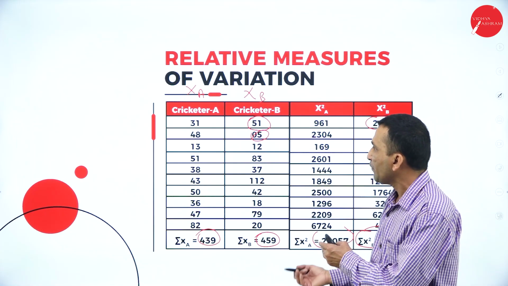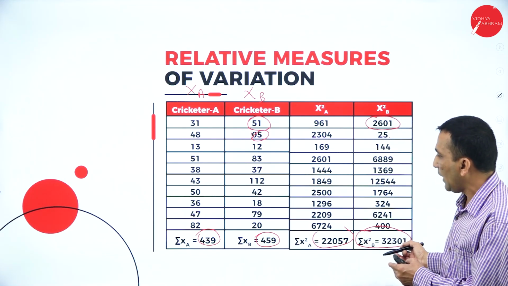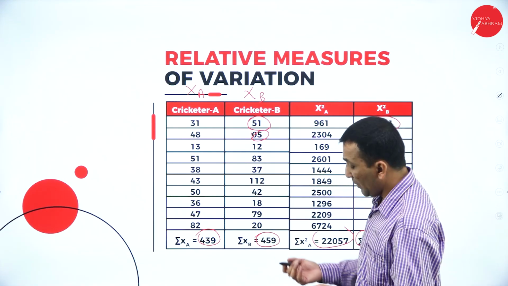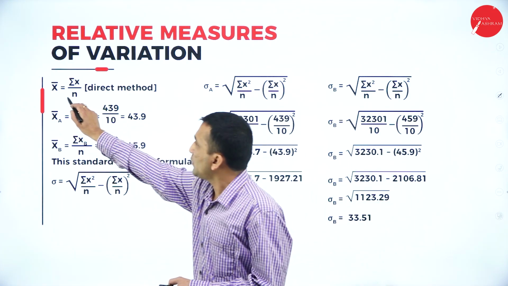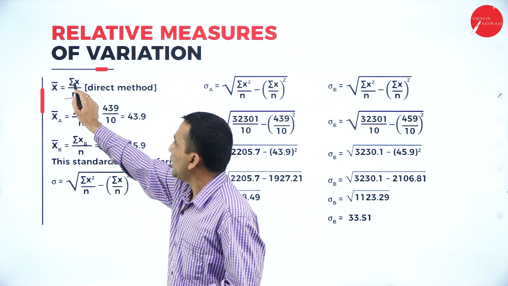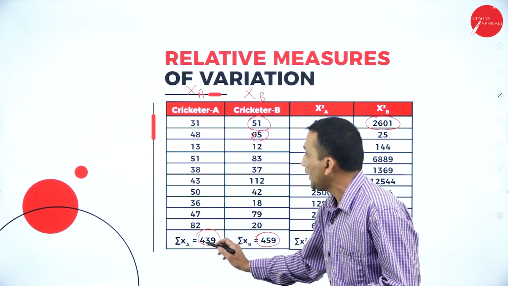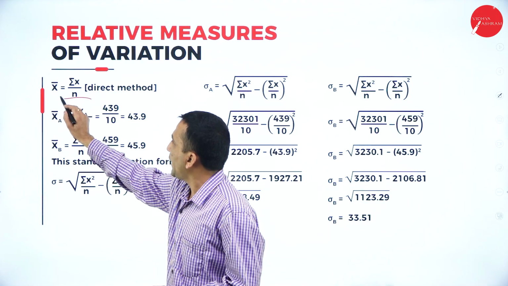After getting this, it is just the value for standard deviation. Now we need to find the mean value, because according to the formula, whatever it is, here see 439. So the arithmetic mean for x bar A.